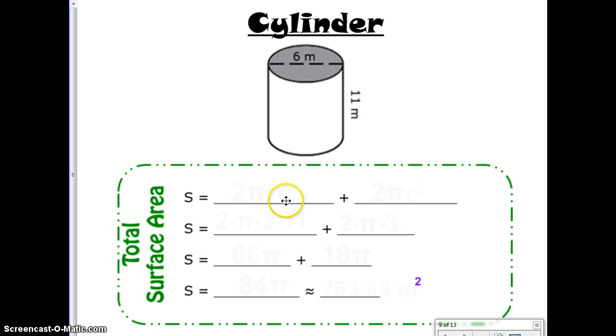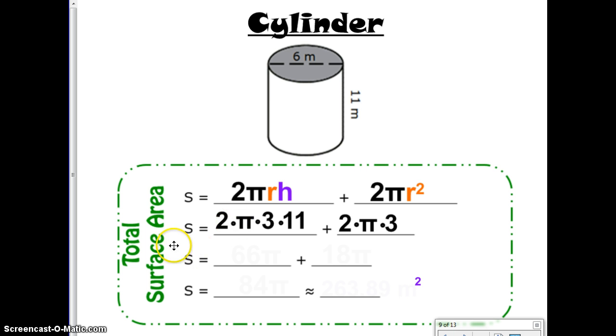Total surface area of a cylinder is again going to have the lateral surface area plus the area of two circles. We're going to fill in our missing numbers. So 2 pi, 3, and 11 plus 2 pi and R, that should have a squared with it. So we have 2 pi, the radius, raised to the second power. We take 2 times 3, which is 6, times 11 gives us 66. 3 squared is 9, times 2 is 18. Always remember to square your radius.